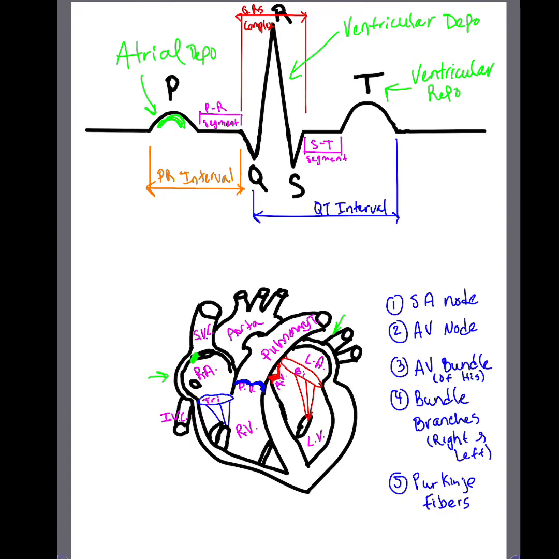Next, the atrial depolarization is going to be completely finished. So both right and left atrium are fully depolarized. And the impulse is delayed by the AV node, which is located in this area of the right atrium. Now, this is going to represent the PR segment.